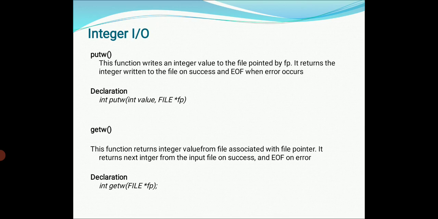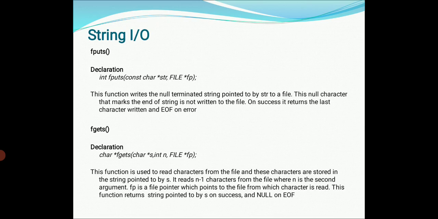So this is the declaration of the putw function. Then the getw function. The getw function returns an integer value from the file associated with the file pointer. It returns the next integer from the input file on success and EOF on error. Here is the declaration part of the getw function.